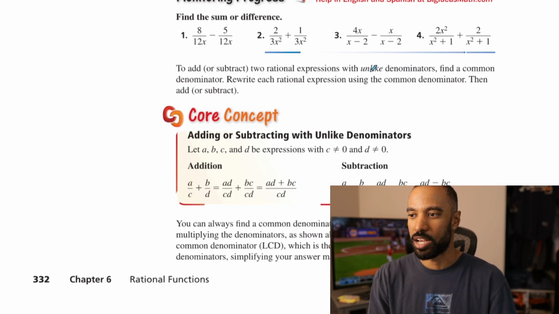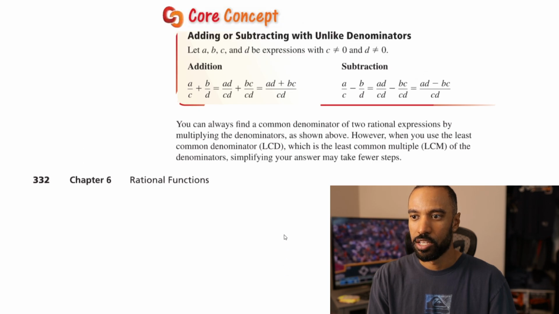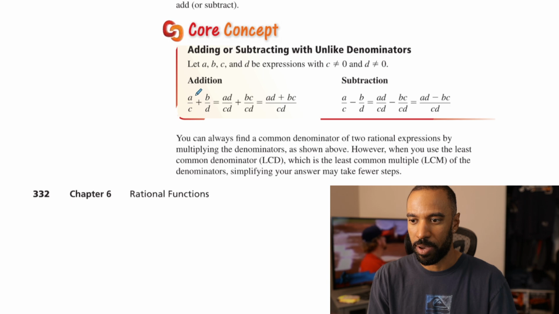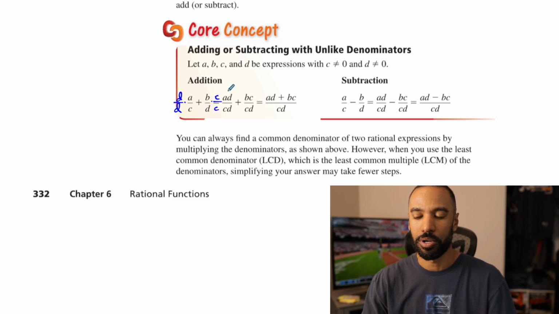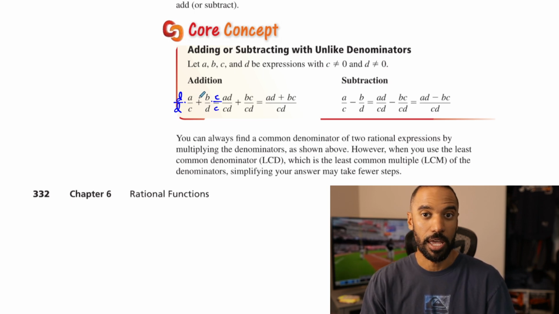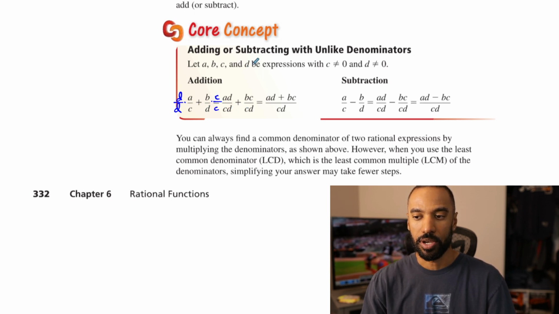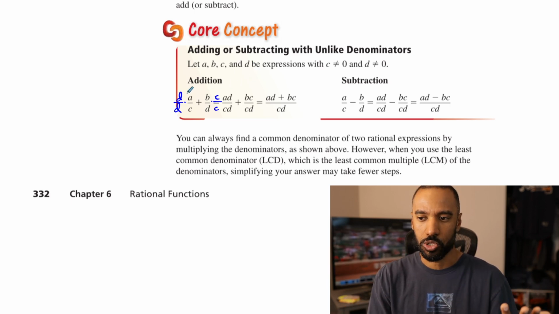To add or subtract two rational expressions with unlike denominators, you find a common denominator. Rewrite each rational expression using the common denominator, then add or subtract. So what we see in this scenario here is this one divides by c and this one divides by d. You want to multiply top and bottom here by d and this top and bottom here by c. At least if you don't know a least common multiple, find some common multiple, and c times d can be exactly that common multiple here. But you got to multiply top and bottom the same. I don't think I need to explain something that you know about how this works and why this works.